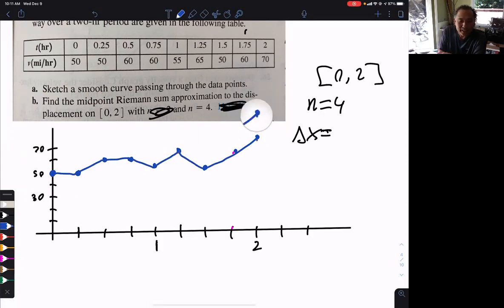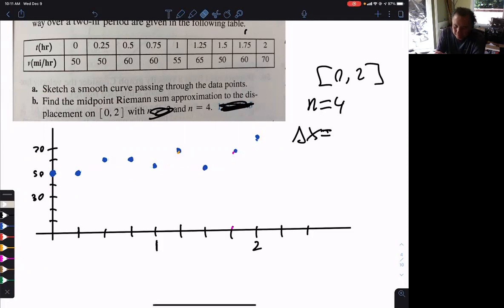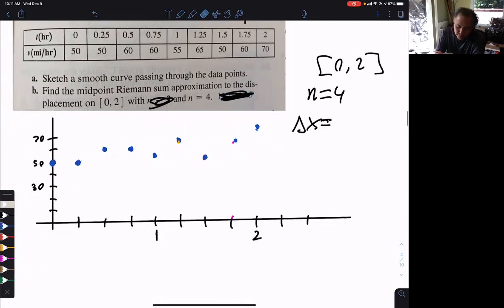It's impossible for that to be the velocity of the car, because this means the velocity instantaneously changed from one to another. That can't happen. Velocities don't do that. Velocities gradually change. So that's not what the graph looks like. We actually don't know what the graph looks like, but they ask us to draw a smooth curve.